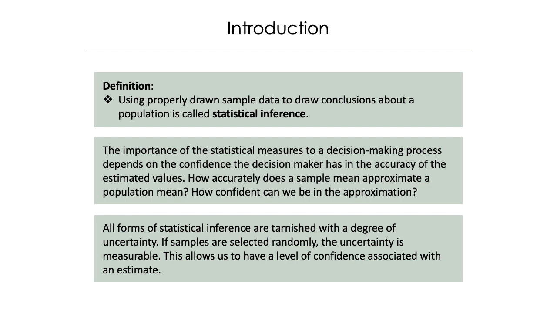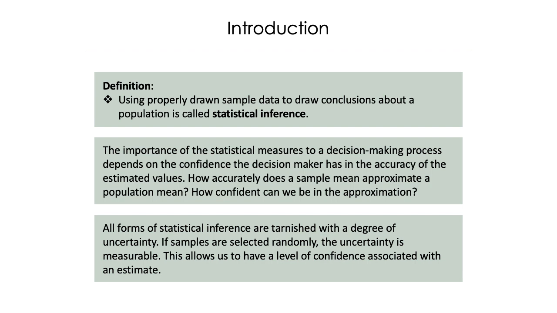Using properly drawn sample data to draw conclusions about a population is called statistical inference. The importance of the statistical measures to a decision-making process depends on the confidence the decision maker has in the accuracy of the estimated values. How accurately does a sample mean approximate a population mean? How confident can we be in the approximation?